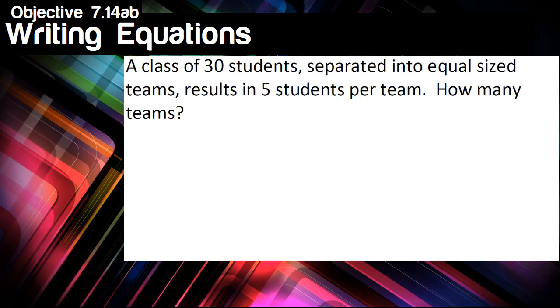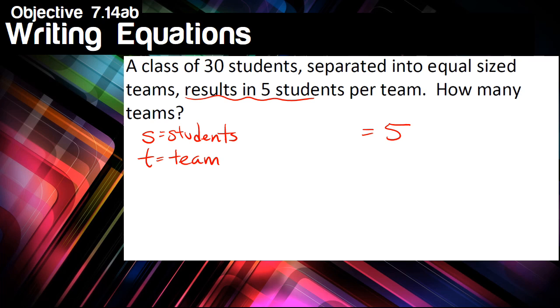So here we have this question: a class of 30 students is separated into equal sized teams, resulting in 5 students per team. How many teams are there? And so here we have S for students and T for team. And so now we need to figure this out here. So resulting in 5 students, that's going to be equal to 5.